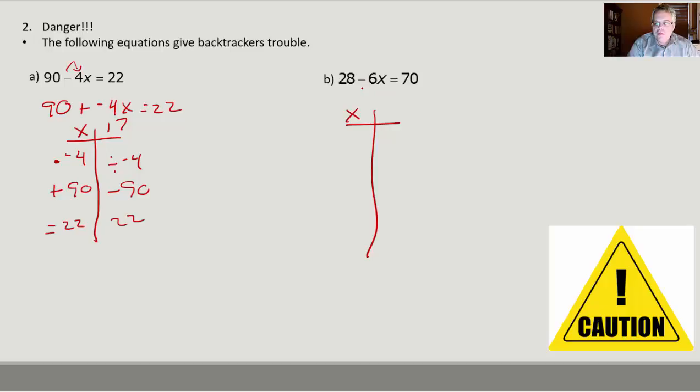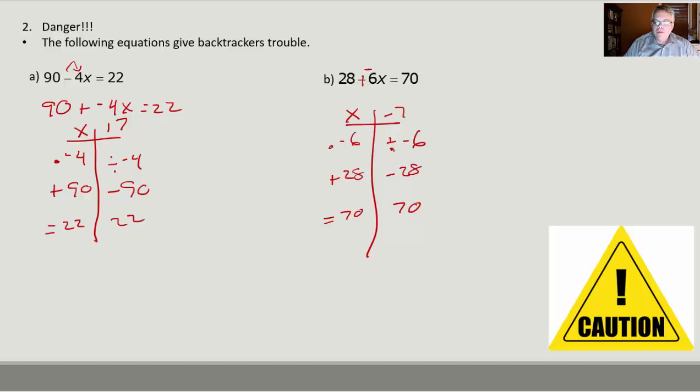So on this one, think of this as multiplying x by negative 6. So times negative 6 plus 28 equals 70, and we have 70 minus 28 divided by negative 6, that's division, and you get negative 7. Again, you can think of this as adding the opposite, plus a negative.